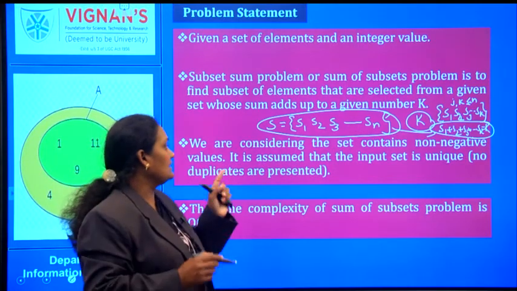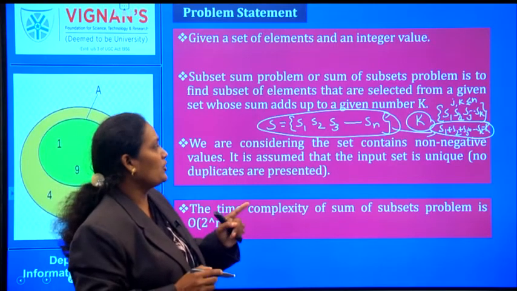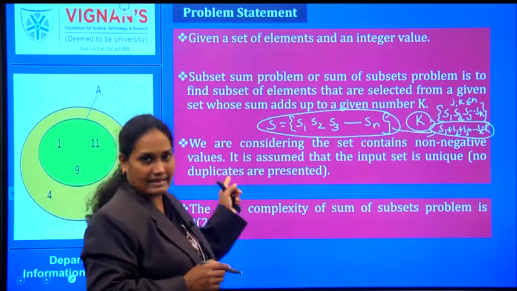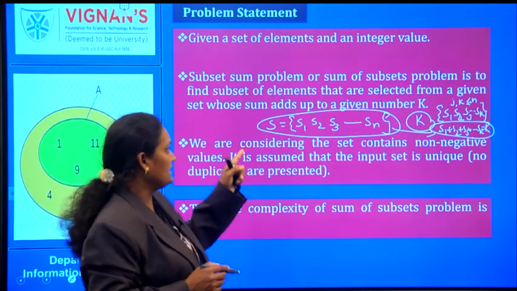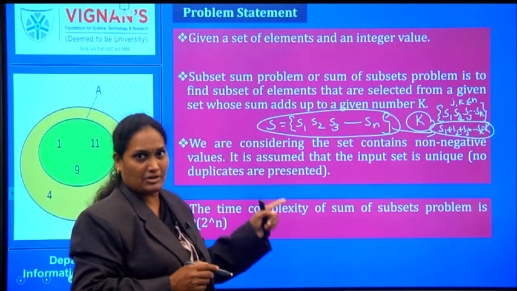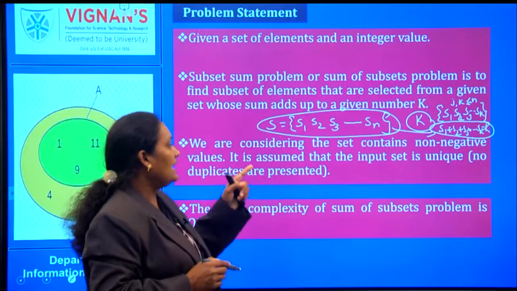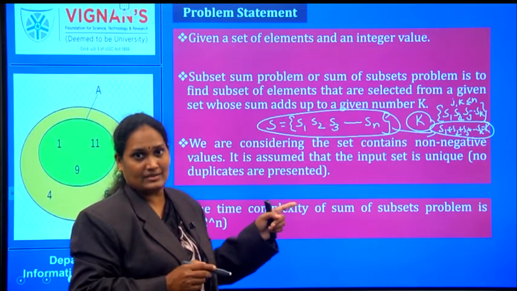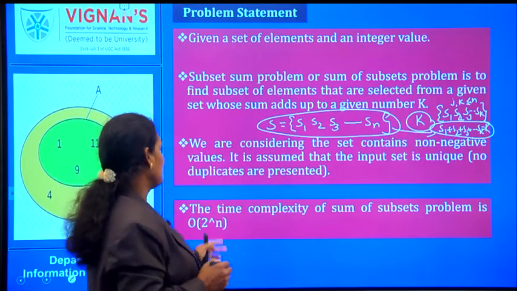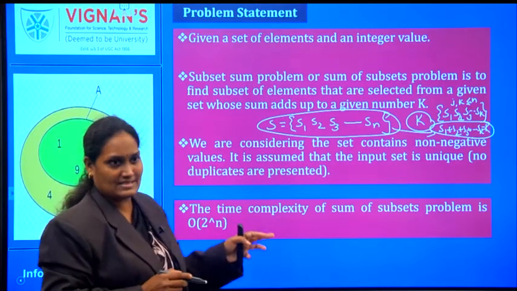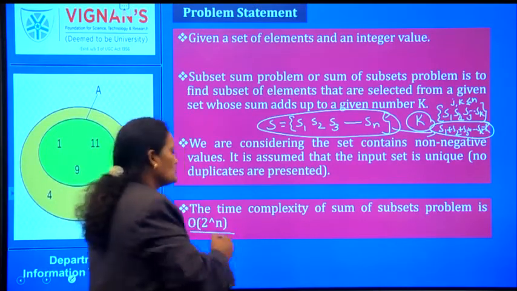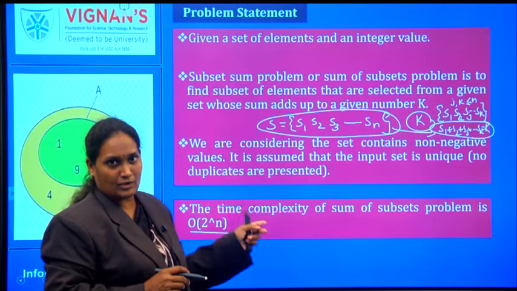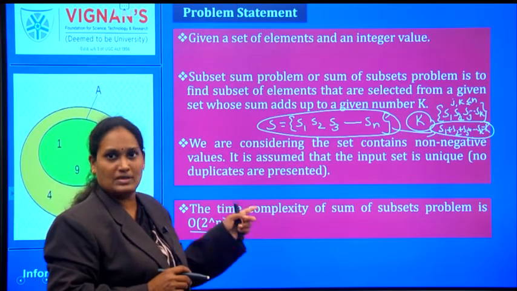Now the constraints, or the important points that we need to consider in solving this problem, are: the set should contain non-negative values, that is, all positive values should be present in that set. And the input set is unique, that is, every element is unique in the given set, with no duplicate values. The time complexity of solving the sum of subsets problem by following the backtracking method is big O of 2 power n.